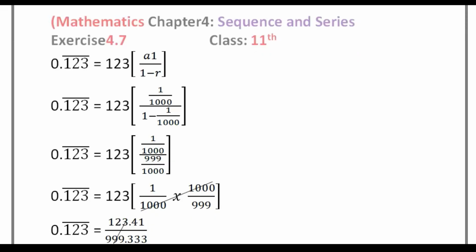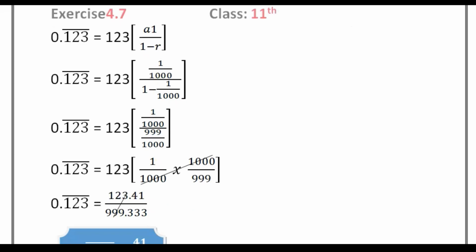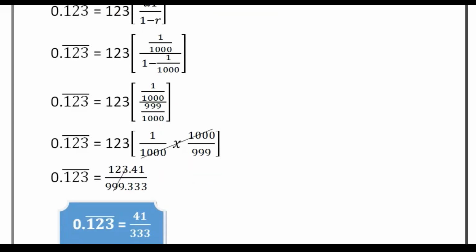So 123 divided by 999. By cancelling 3, 3 times 41, 3 times 333. So 0.123 bar is equal to 41 divided by 333, which is the required solution.